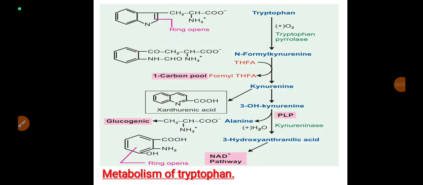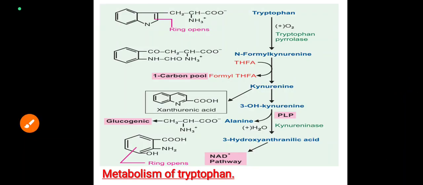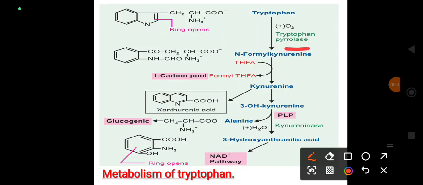So, from tryptophan, in the presence of oxygen, by the enzyme tryptophan pyrrolase, we get N-formyl kynurenine. Thus, N-formyl kynurenine, in the presence of tetrahydrofolic acid, by releasing a 1 carbon group, formyl tetrahydrofolic acid, gives kynurenine and xanthurenic acid. So, this kynurenine becomes 3-hydroxykynurenine.